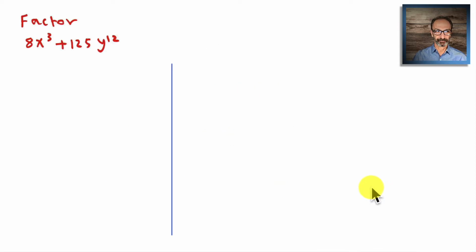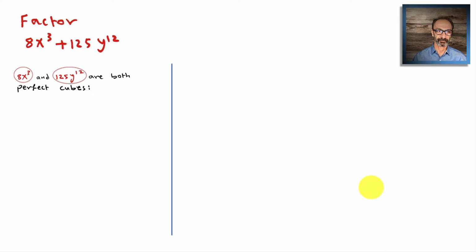Here's an example. That's not by grouping, but referring to the factoring techniques, we have different examples. Let's look at this one: 8x cubed plus 125y to the 12. Notice that 8x cubed and 125y to the 12, they're perfect cubes.